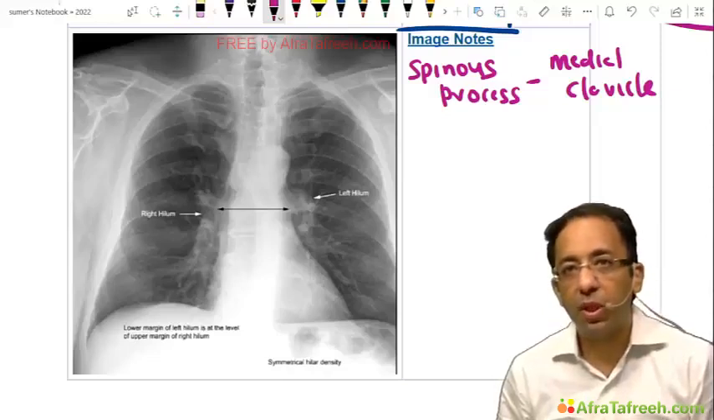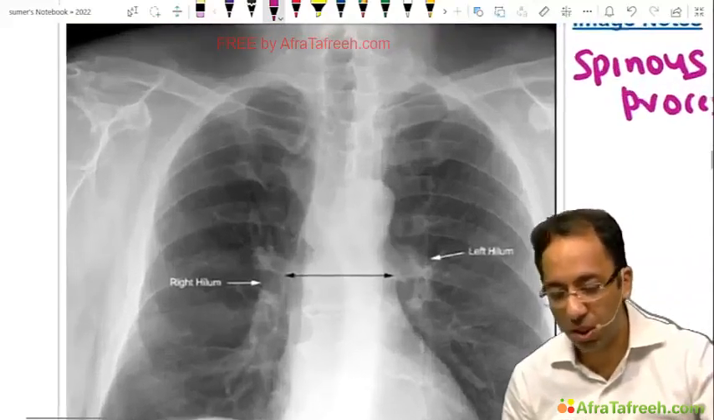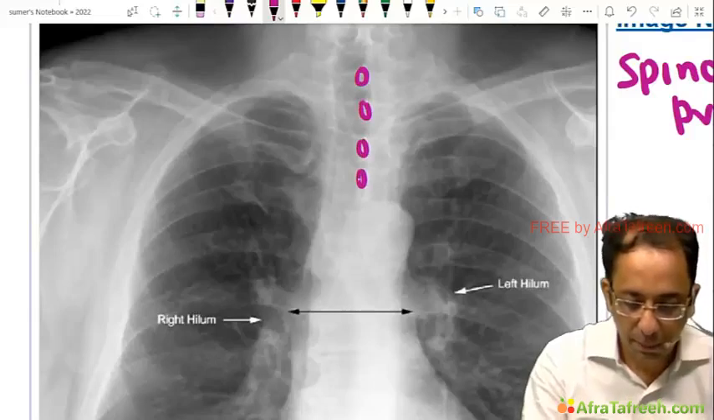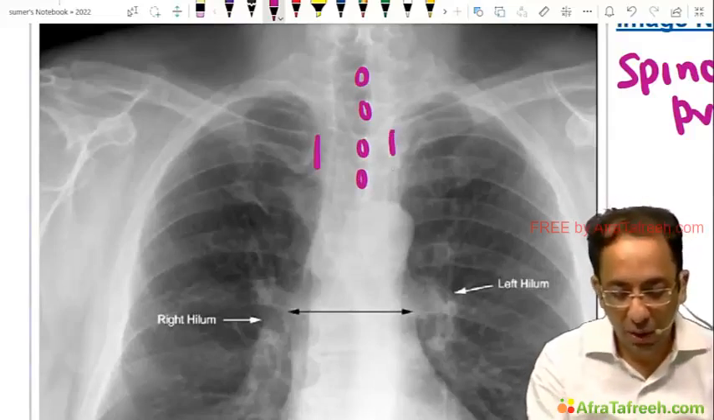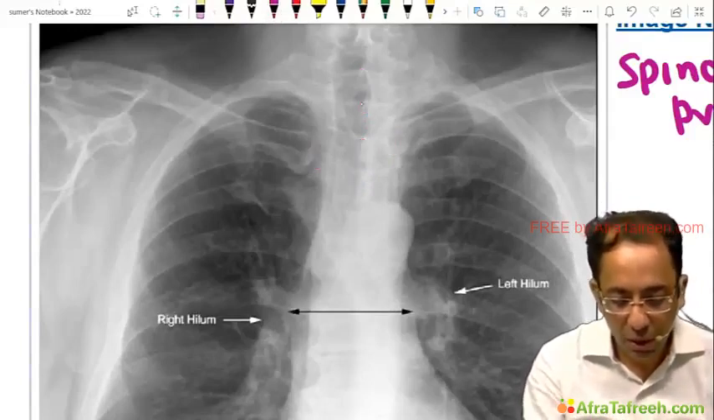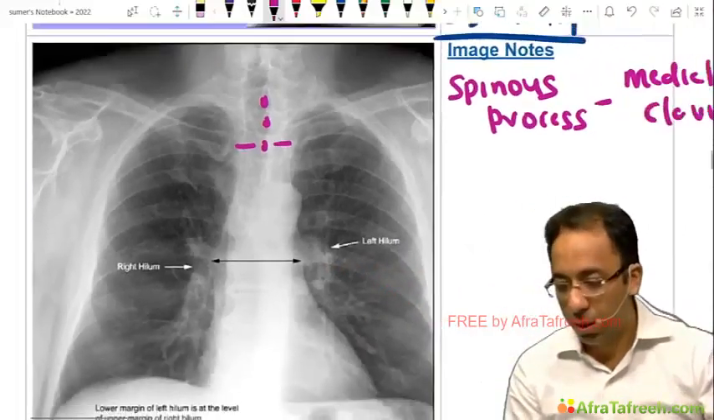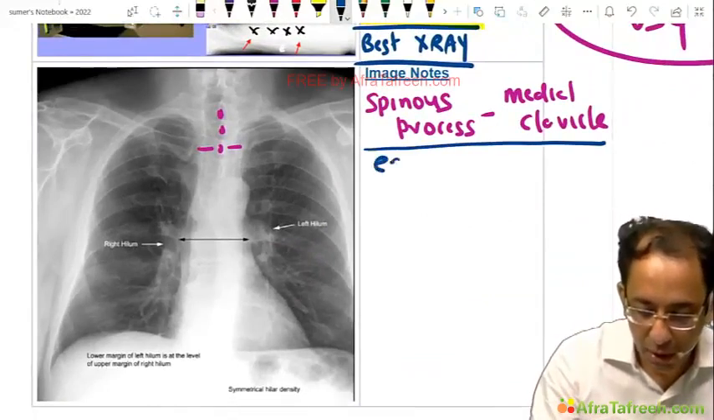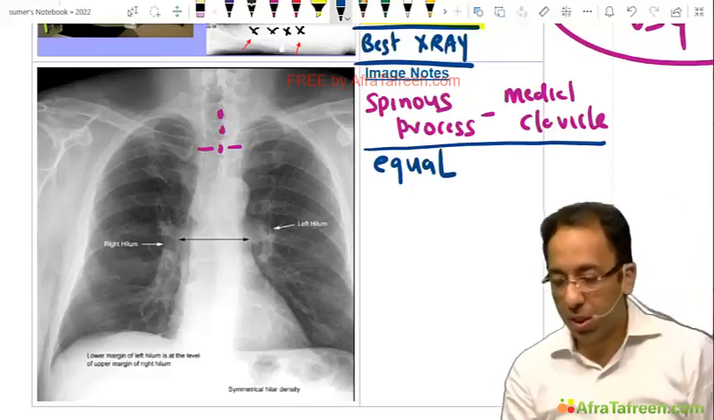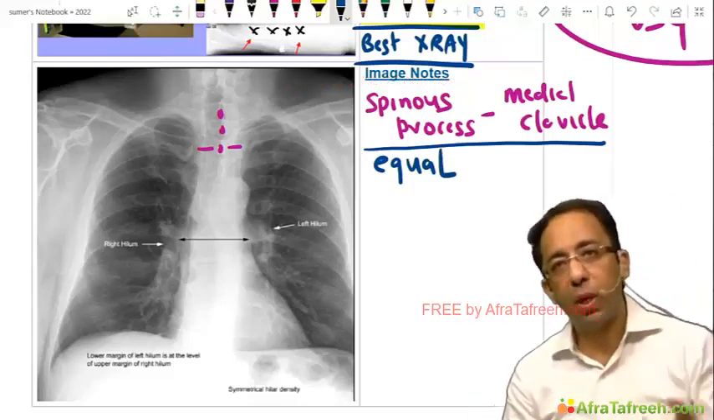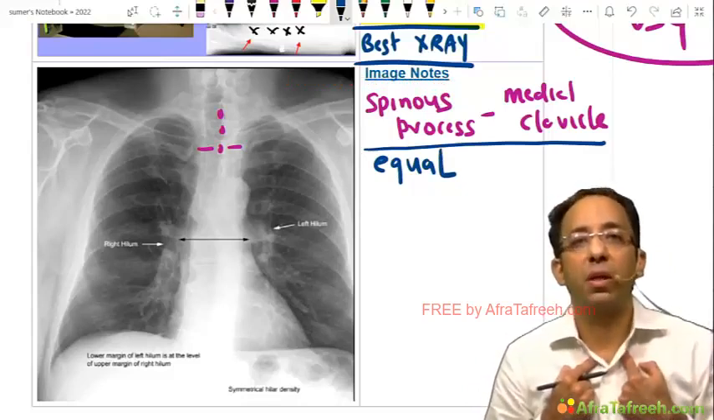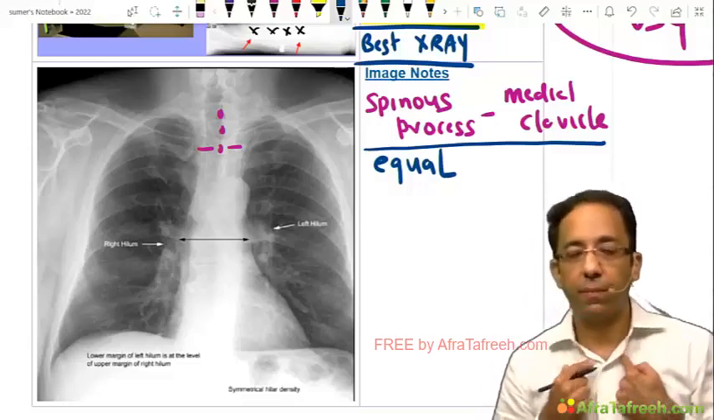So first thing we do is, we measure the distance between the spinous process and medial end of clavicle. Let's see, look with me once. These are your spinous processes, and this is where your clavicle is. So we measure the distance between the spinous process and clavicle. This distance should be equal on both sides. I'm teaching you how to read a chest X-ray. We will go step by step. The distance between the spinous process and medial end of clavicle should be equal on both sides.